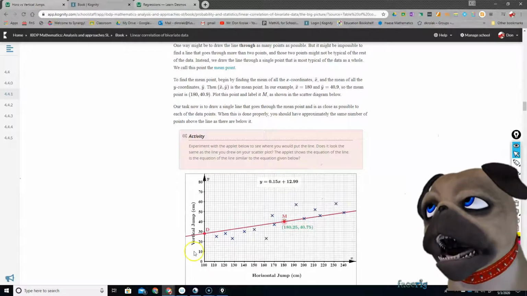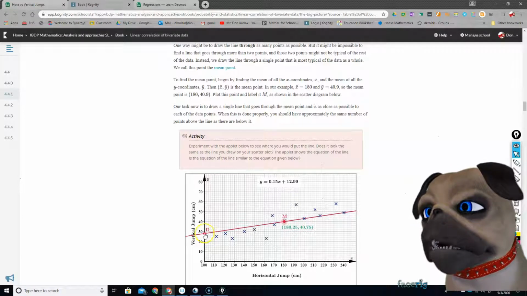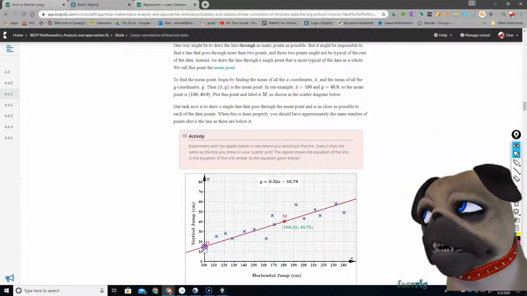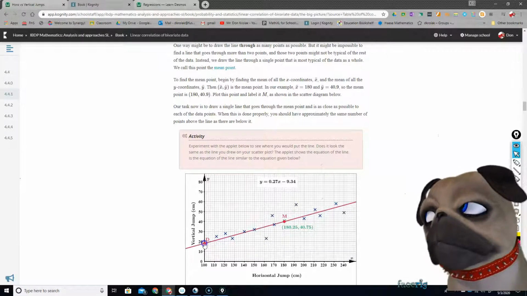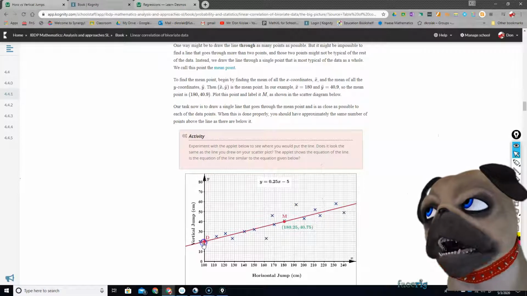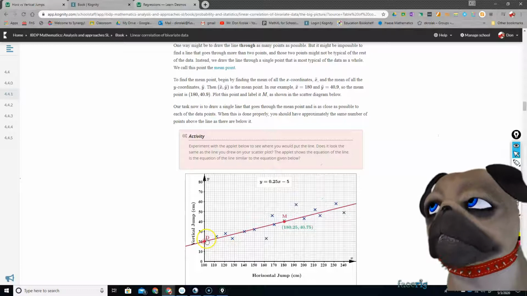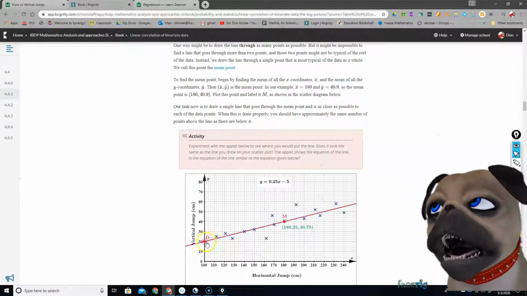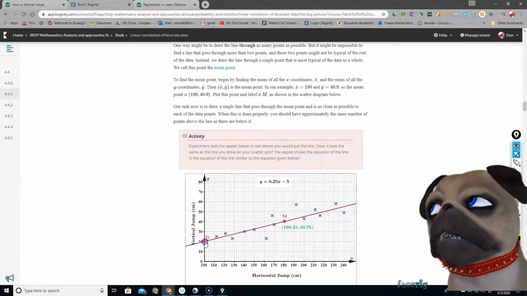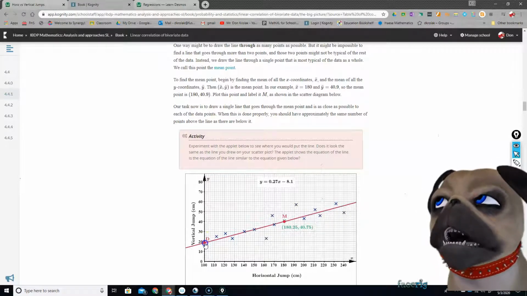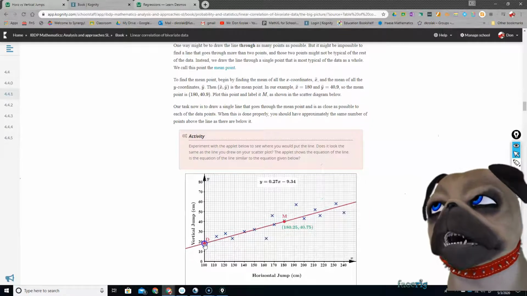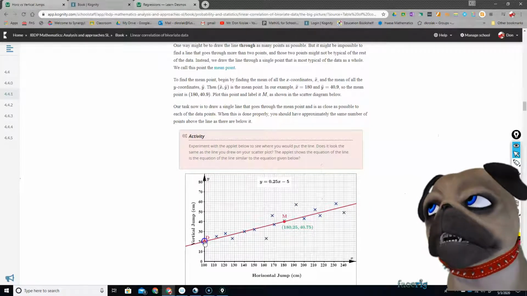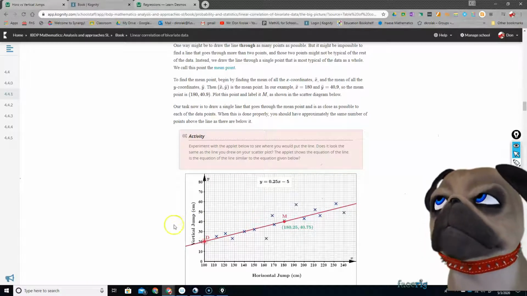Now from there, I'm going to adjust this line so that it goes through as many points as I can and try to make the number of points above roughly the same as the number of points below, and then use that as my estimation for my line of best fit. So maybe something like about there. Yeah, that's not too bad.